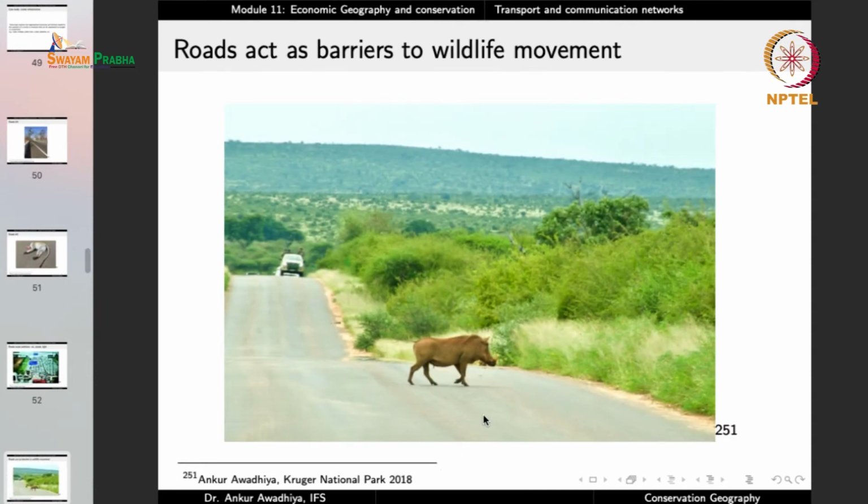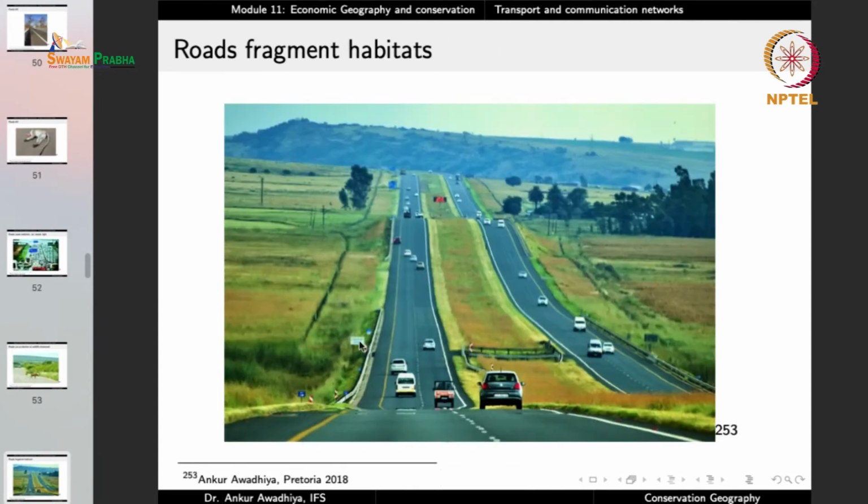Roads act as barriers to wildlife movement, and by acting as barriers, they constrain the wildlife into smaller areas. So essentially, they are causing fragmentation of habitats. In place of having a continuous habitat, now if you have a road, even though this road takes up a very small percentage of area, it has a huge impact because it has fragmented this habitat into smaller patches.